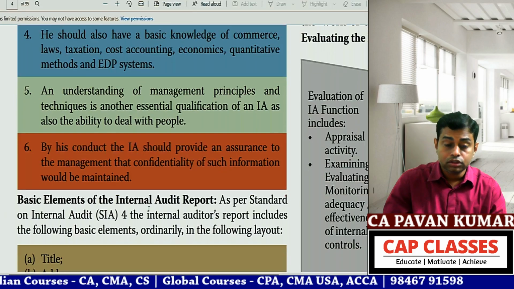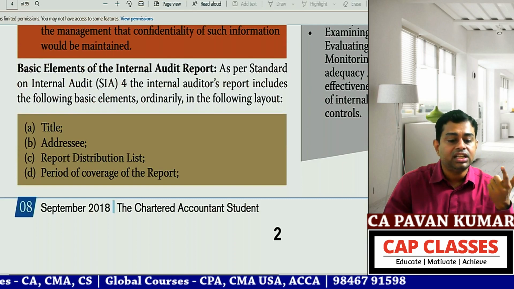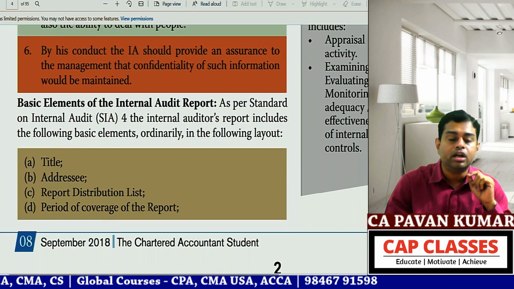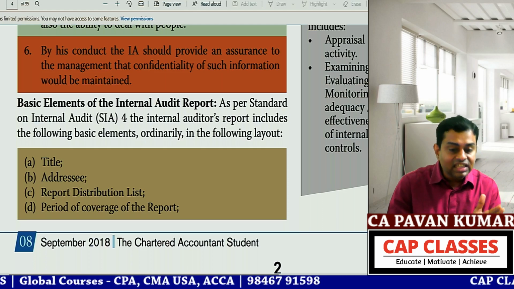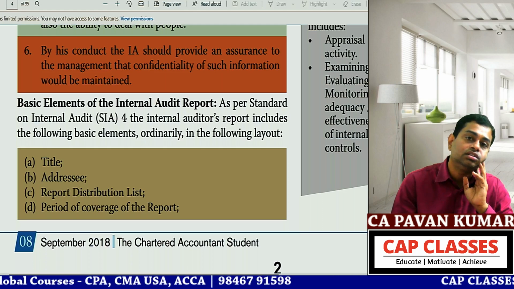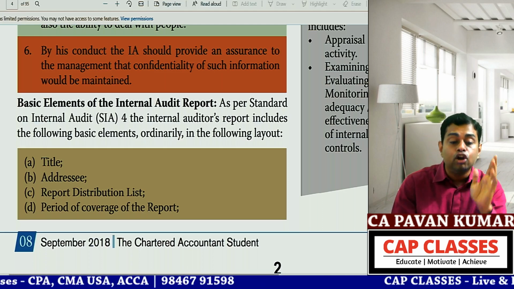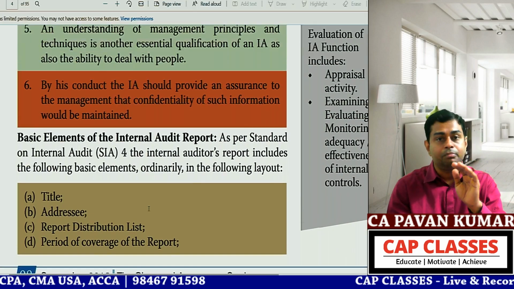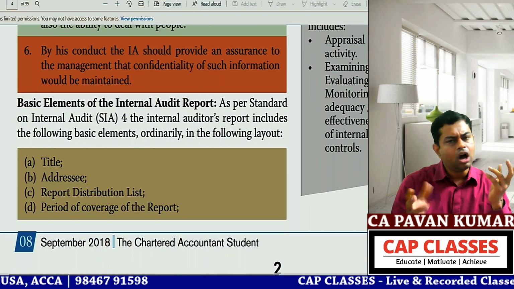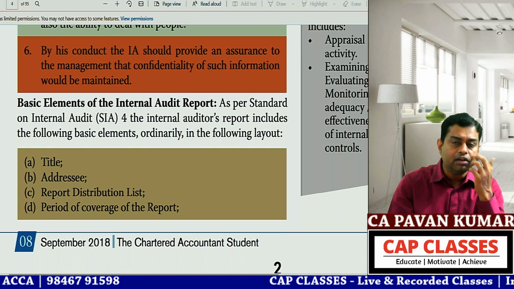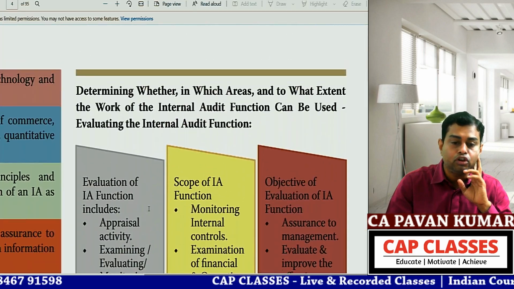That's all. So look at the side headings: title same, addressee same, report distribution list important. So to whom this report goes, to whom this report should not go. This is intended only for the board of directors. This is intended only to be circulated in our Bangalore branch, like that. And then period, because the period can be 1 month, a quarter, half year, or 15 days, any period. So you should mention the period of coverage. So that is the 4th point.